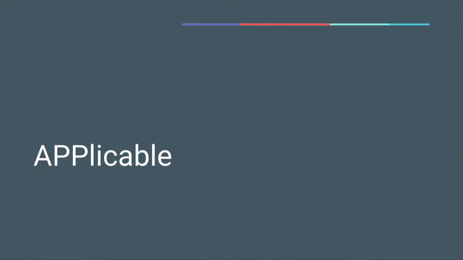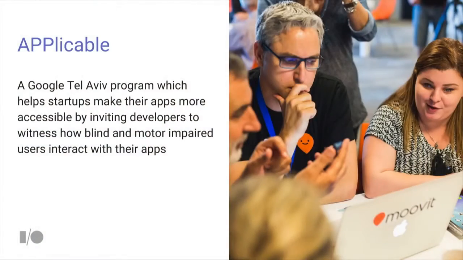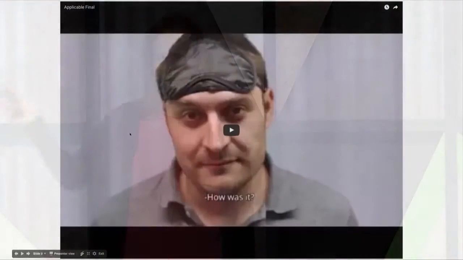Now, in the next section, we're going to tell you more about the Applicable Google Tel Aviv program. So what is Applicable? Applicable is the program that helps startups to make their app more accessible. And Applicable does so by inviting developers and startups to their campus to witness how blind and motor impaired users are using their apps. So this is a video that Michal Waltner from Google Tel Aviv just sent us. Let's move to the video.